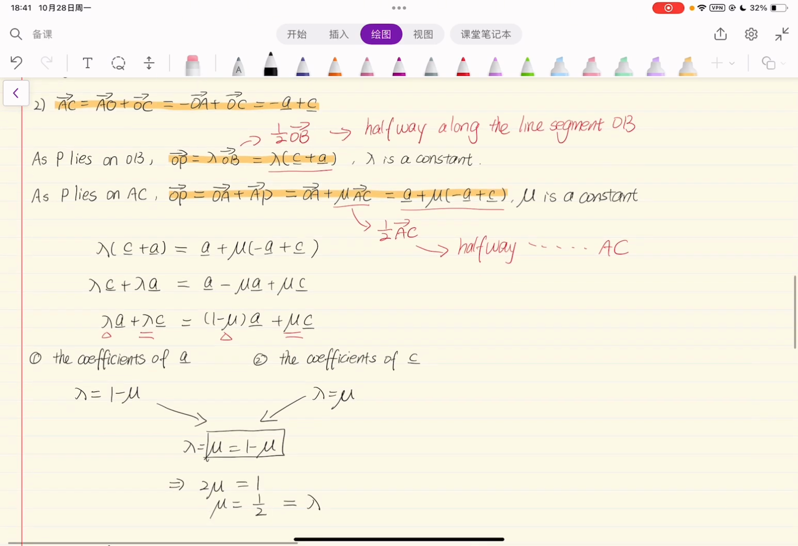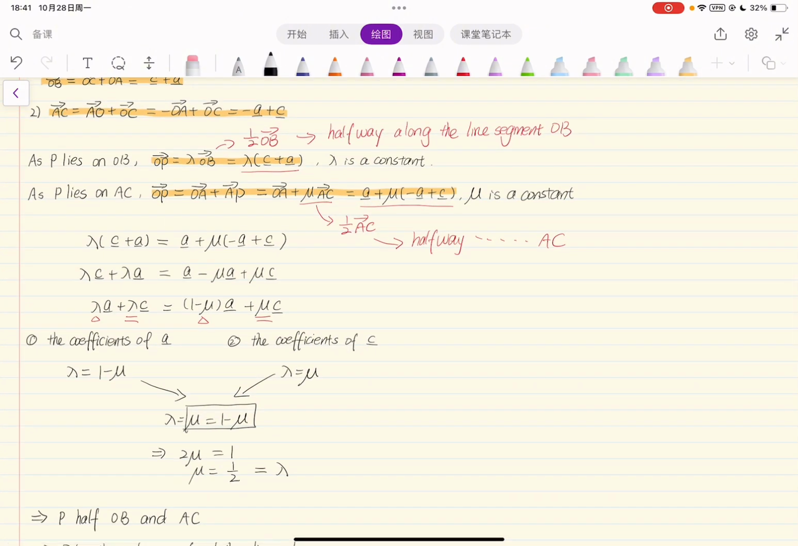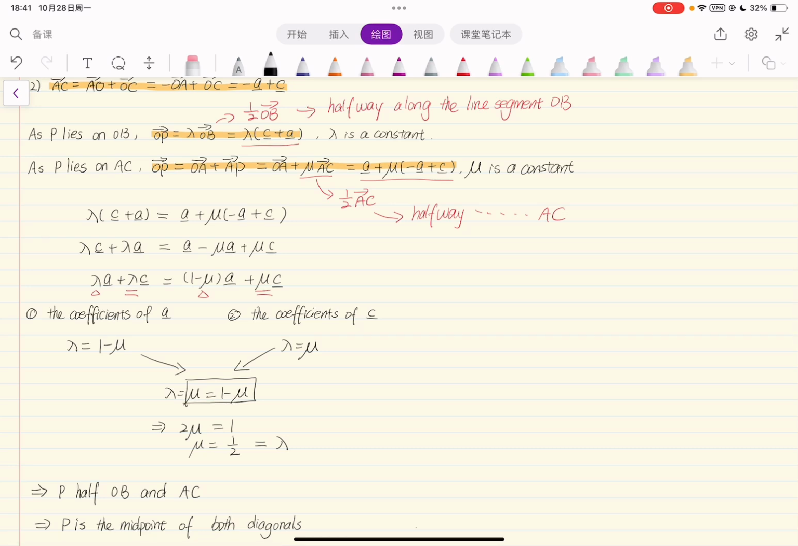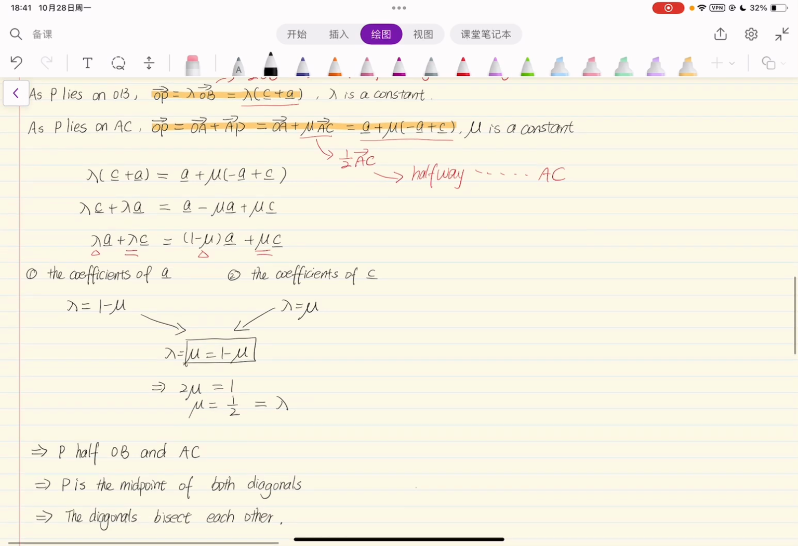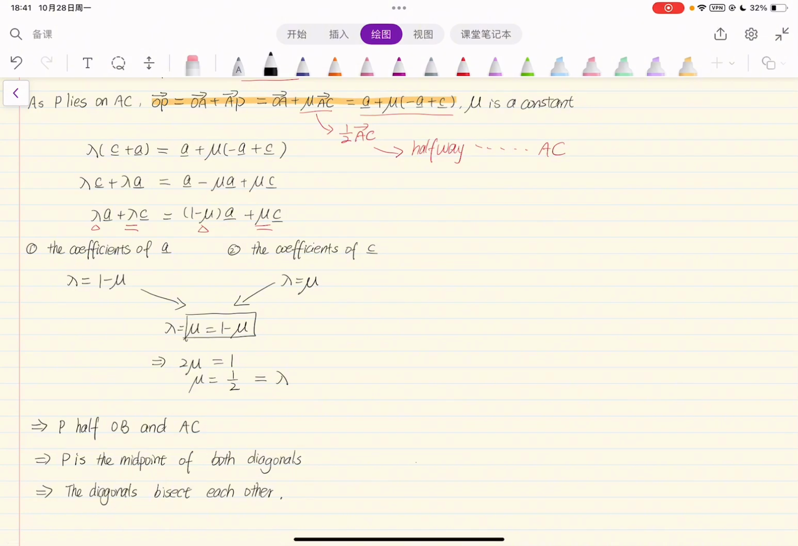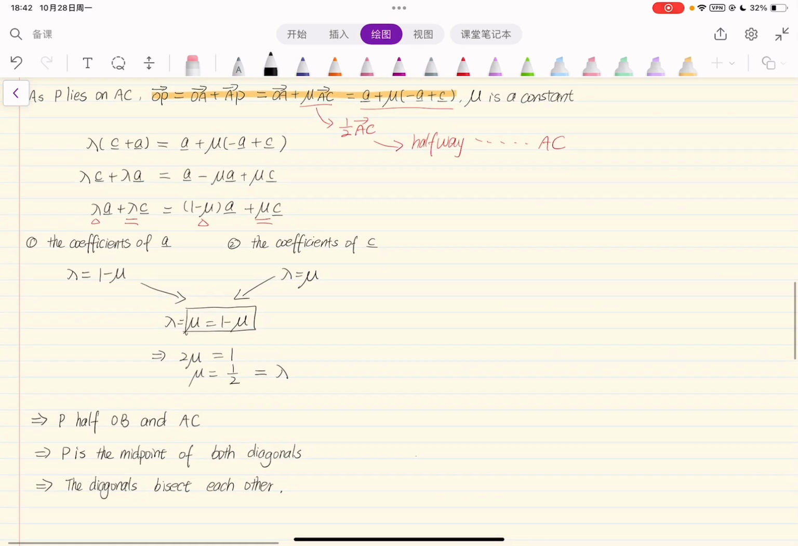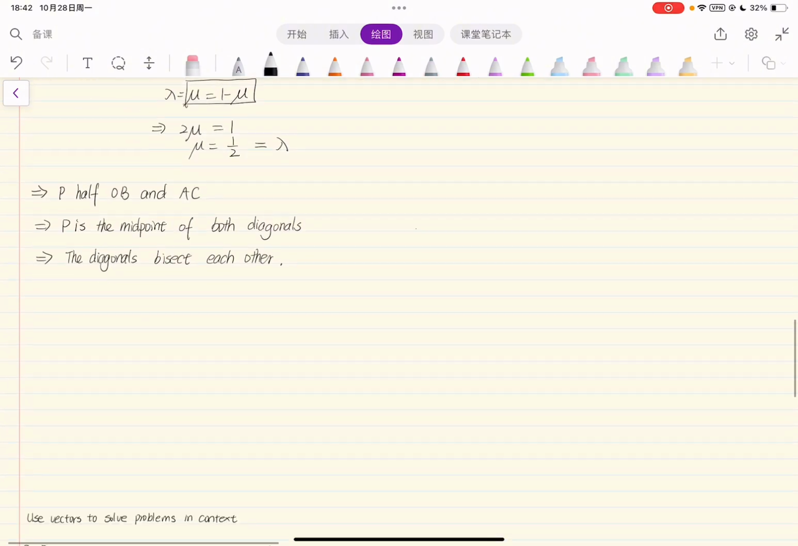We find that those values are half, which means the point P is halfway along the line segments OB and AC. Thus, P is a midpoint of both diagonals. We prove that P is a midpoint. In this case, the diagonals bisect each other. And then we are done with the proof. So this is the whole process of this question. Now let's move on to see question 3.